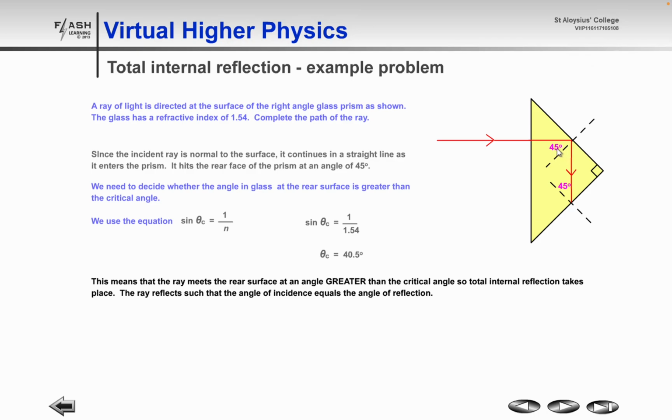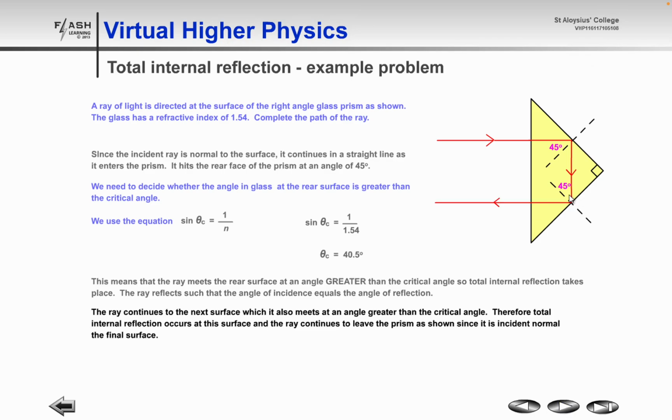Okay, total internal reflection always means the angle of reflection is equal to the angle of incidence. It won't always be 45 degrees, but whatever angle it's at, it will reflect at the same angle. But in this special case, because that's 45 plus 45, which is 90, a right angle, the ray will then come down and hit this surface at 45 degrees again, which is greater than the critical angle, so total internal reflection takes place again at the second surface, reflects at 45 degrees again, and comes back out that way.